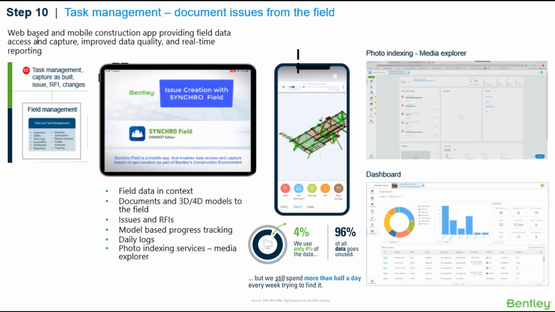As mentioned in Step 8, Field Execution, it is extremely important to eliminate the gap in communication from the office and the field. Having one central location for information and eliminating paper forms can majorly improve this. A study done by FMI Big Data revealed that on average, we spend half a day every week looking for data or information. And with that, we only use 4% of the information available, leaving 96% unused.